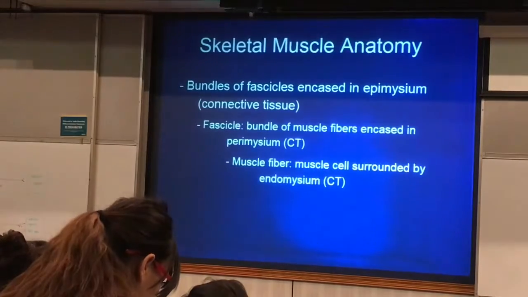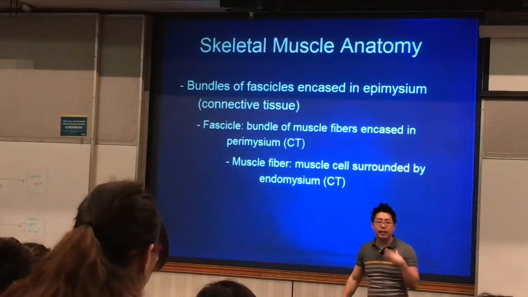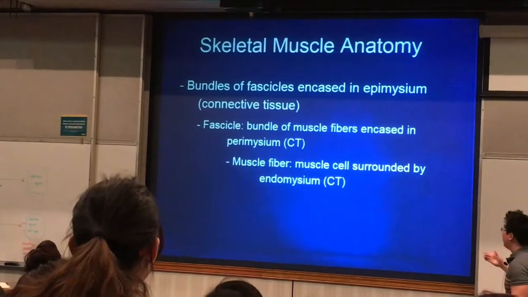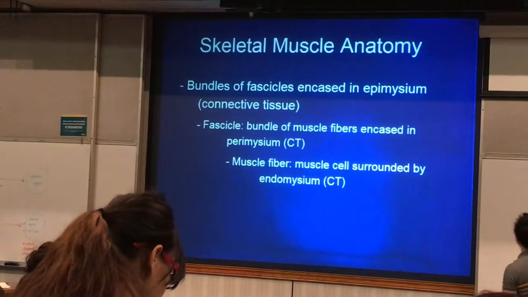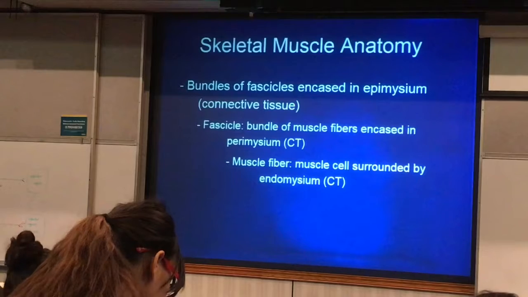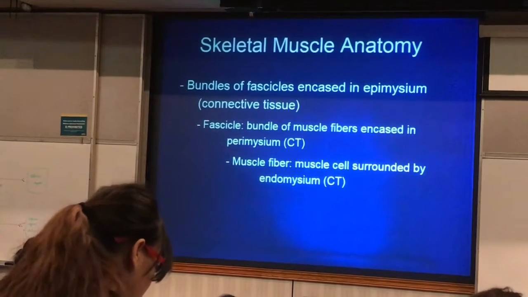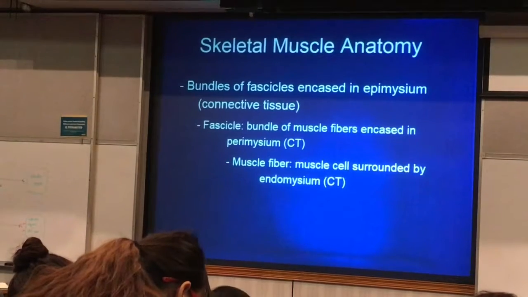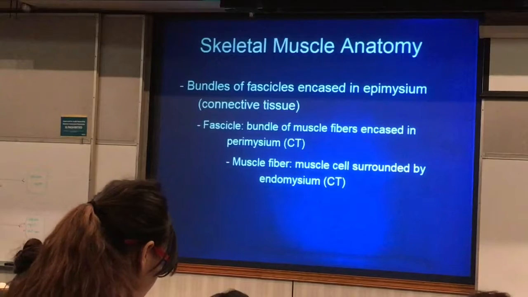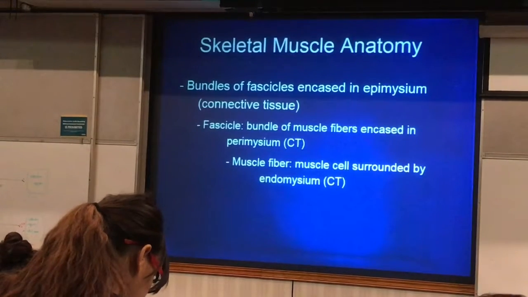Remember, your muscle fiber is your muscle cell, and your muscle cell itself will be surrounded by its own connective tissue, and this is going to be called endomysium. So each muscle fiber will be surrounded by this green structure here. And this is endomysium.